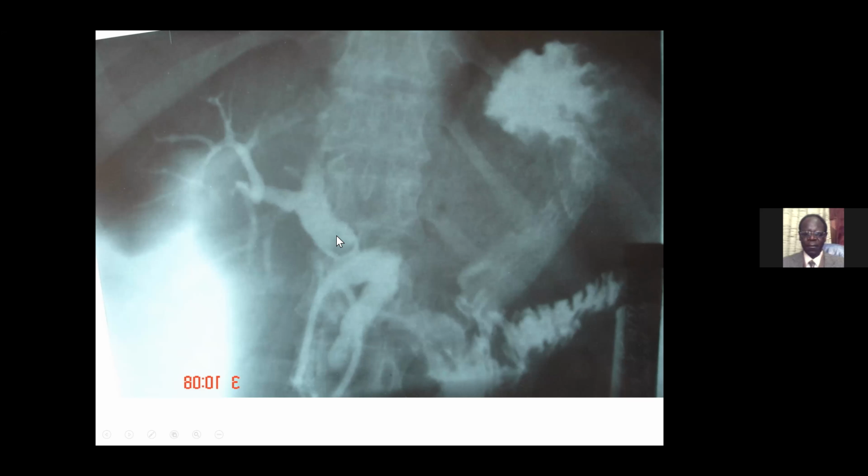So it has filled the dilated bile ducts, and it is showing the cause of obstruction is a gallstone. Now, some of the contrast is flowing into the duodenum, and the patient is lying supine. So some of it is going retrograde through the duodenum into the stomach.